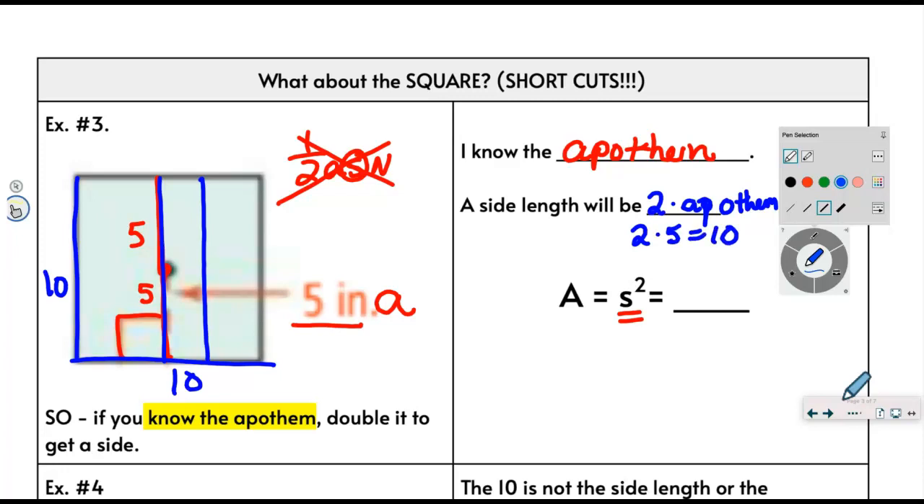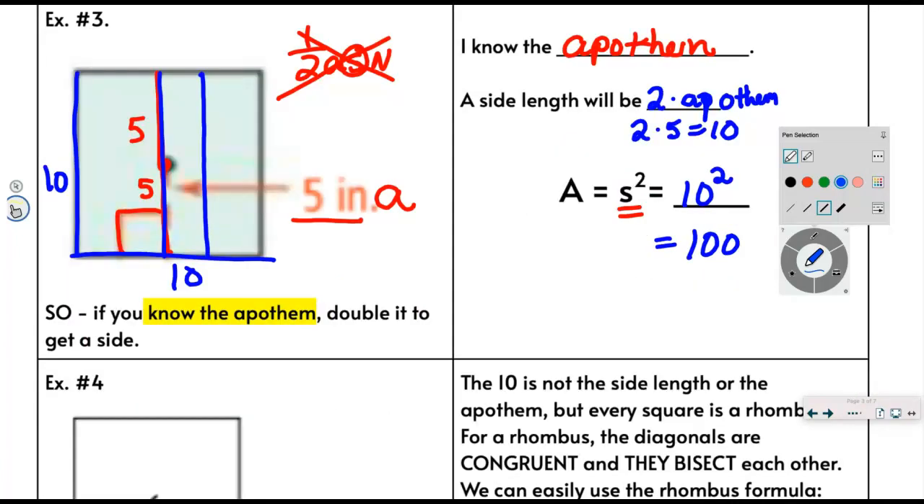So now that I know a side of the square, I'm just going to do my middle school formula for area of a square, 100. Now if I did the 1/2 ASN and found all that stuff and plugged it in, I'd still get 100.